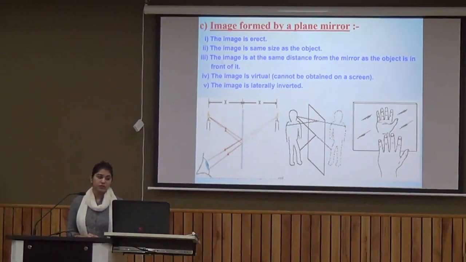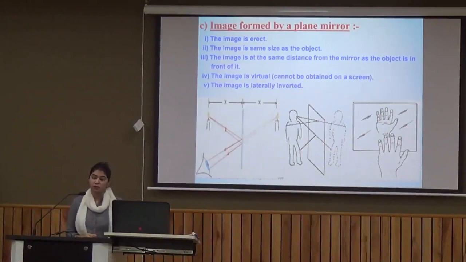Second, the image is the same size as the object. The image is at the same distance behind the mirror as the object is in front of it. The image is virtual, so we generally say that the image is virtual and erect. And the image is laterally inverted. We can understand all these characteristics with the help of the diagrams shown in the slide.